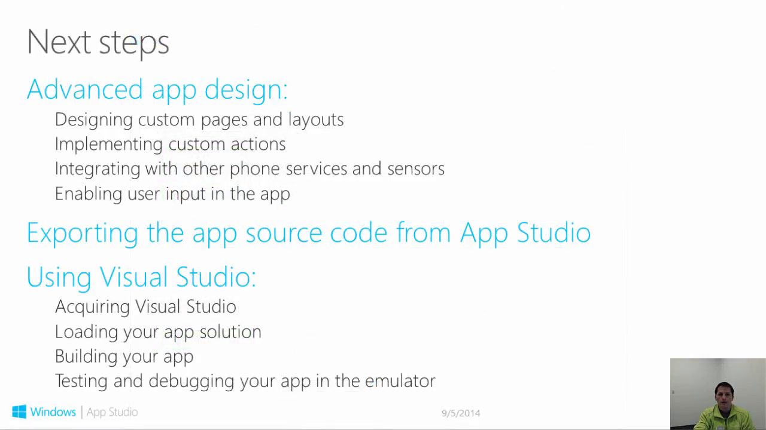Going forward from this point, in the next 2 sessions, we will show you how you can extend the capabilities of your app beyond what is possible with App Studio. We will learn about the C# programming language, UI design, as well as the XAML markup language. Some of the topics we will cover include designing custom pages and layouts, implementing custom actions, integrating with other phone services and sensors, and enabling user input in the app. However, before we can jump into these topics, we will need to learn how to read your app's source code and how to use Visual Studio. The remainder of this session will help you get started with Visual Studio.